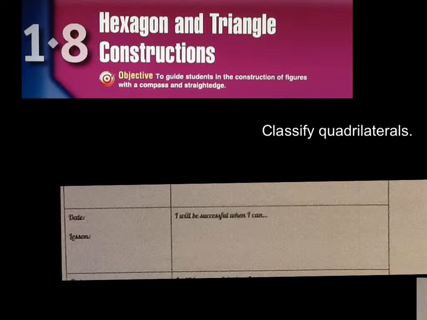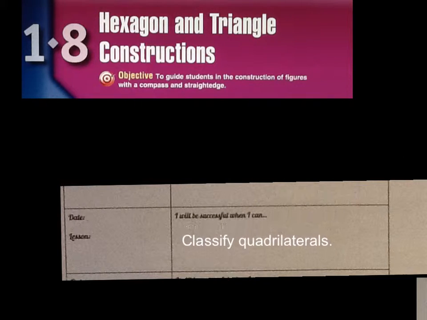Good morning, mathematicians. Today we're going to be working on lesson 1.8. Our goal today is that we can classify quadrilaterals. So right now, finish the sentence, I will be successful when I can classify quadrilaterals.